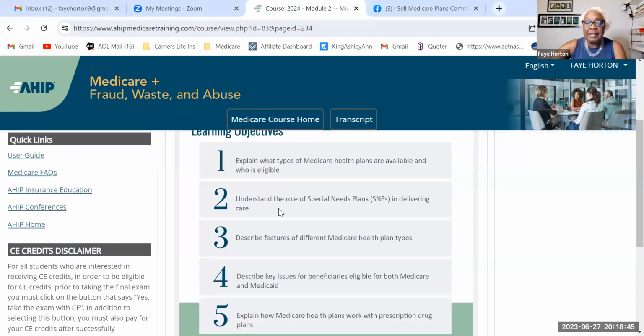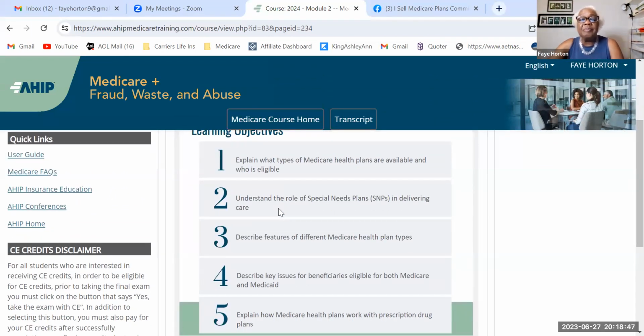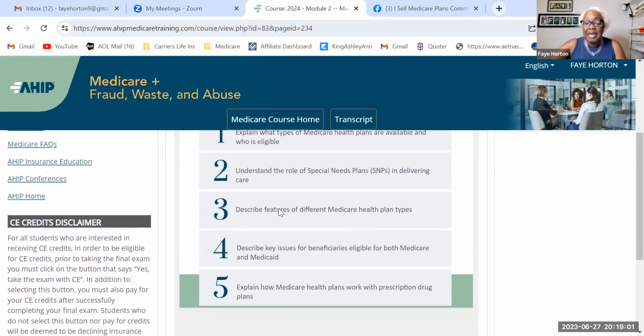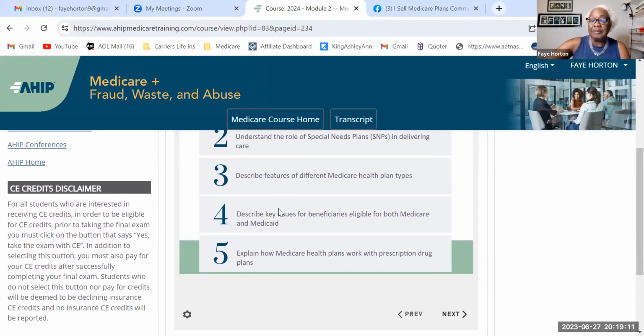Your learning objectives: explain what types of Medicare health plans are available and who is eligible. Understand the role of special needs plans in delivering care. Describe features of different Medicare health plan types. Describe key issues for beneficiaries eligible for both Medicare and Medicaid, and explain how Medicare health plans work with prescription drug plans.